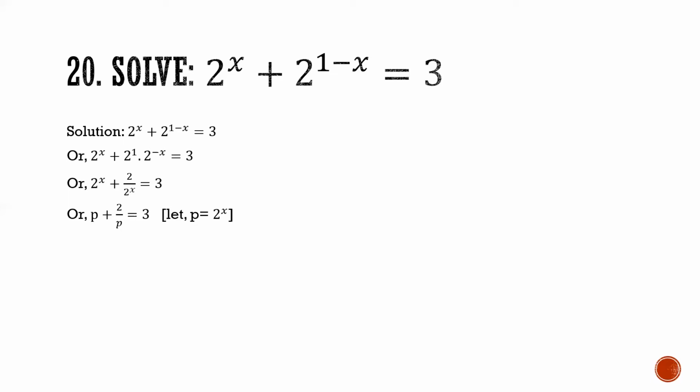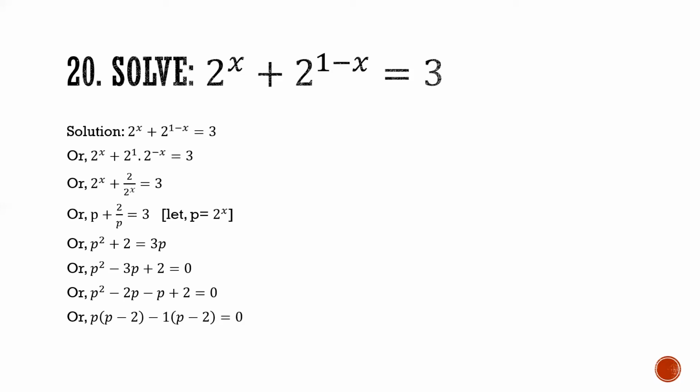Now doing LCM and cross multiplication, we will have p square plus 2 equals 3p, or p square minus 3p plus 2 equals 0, or p square minus 2p minus p plus 2 equals 0. This line came by middle term factorization. Now taking p common, we will have p into p minus 2, and for the last two terms we can take minus 1 common, so minus 1 into p minus 2 equals 0. Now we got p minus 2 common, so p minus 2 into p minus 1 is equal to 0.